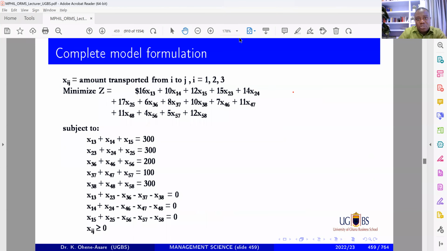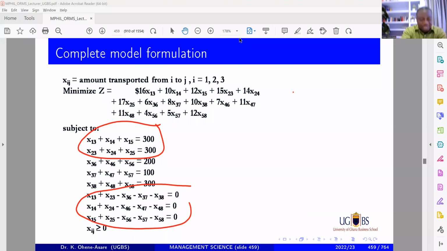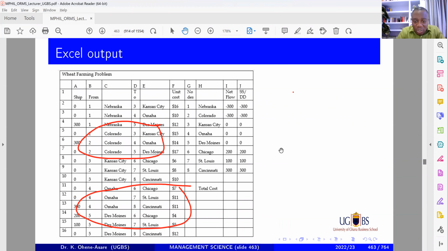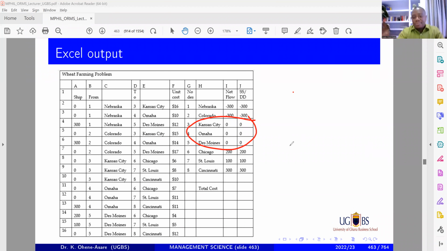This first constraint that you see here is Colorado and Nebraska. Then the transshipment ones are the ones in the middle. They are all 0, 0, 0, 0. How do you know that from here? We'll go to the formula and see. If you go down here to the formula they are writing, you see those ones are 0, 0, 0, 0. These 0s are the transshipment nodes.